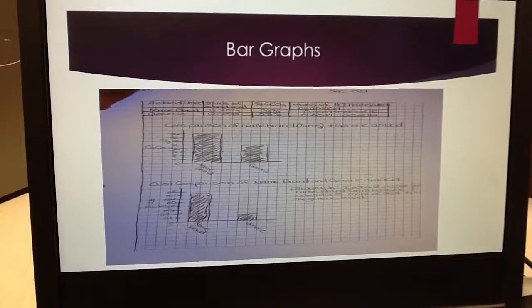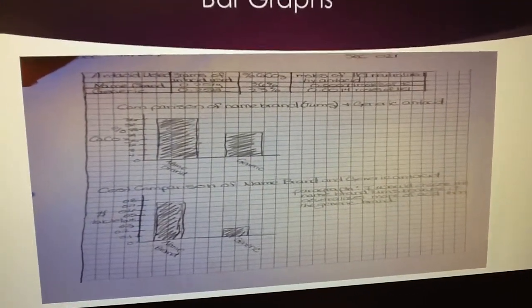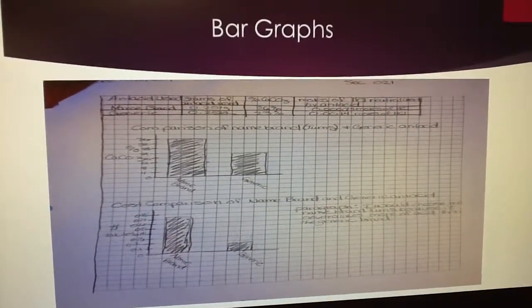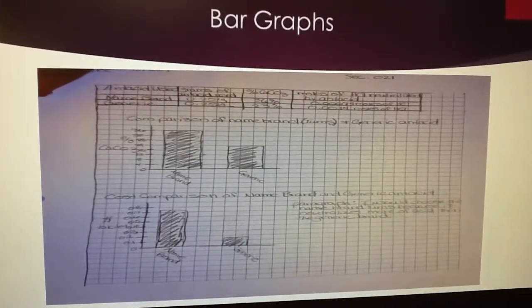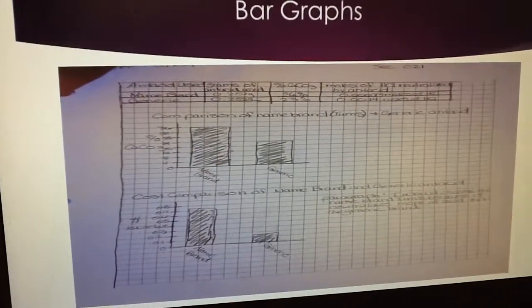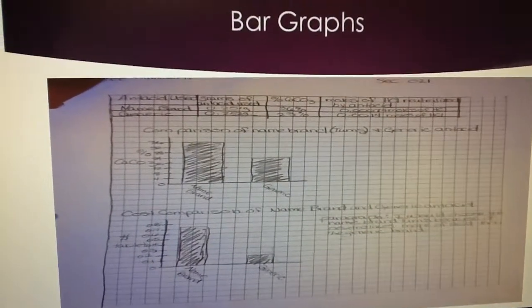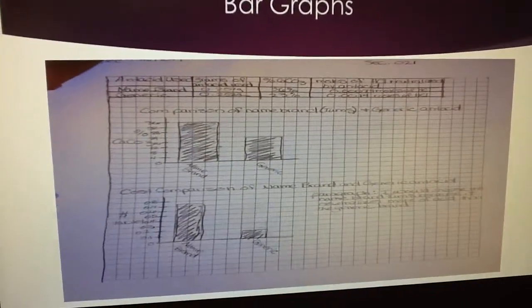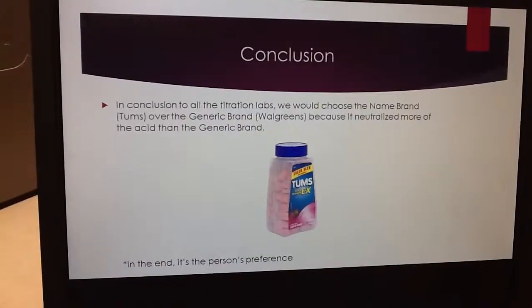The first bar graph is a comparison between the name brand and the generic brand antacid. The name brand has 36% calcium carbonate and the generic brand has 23% calcium carbonate. The second bar graph is a cost comparison between the name brand and the generic brand antacid. The name brand costs about 75 cents per tablet and the generic brand costs about 15 cents per tablet.